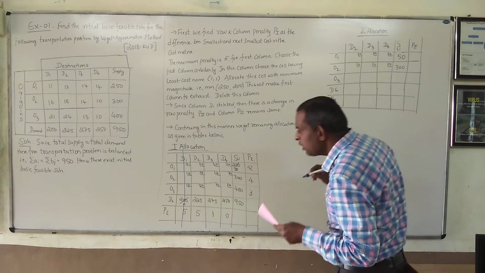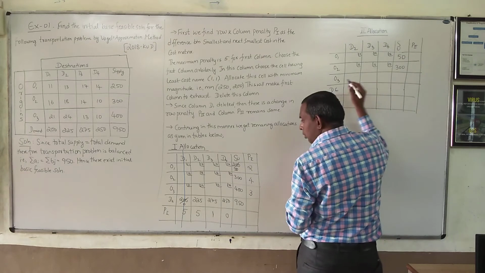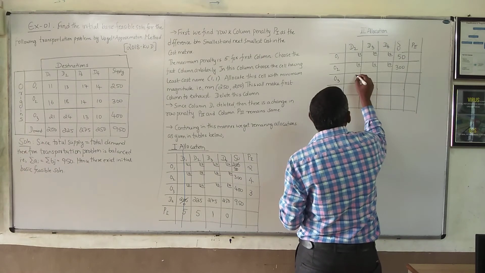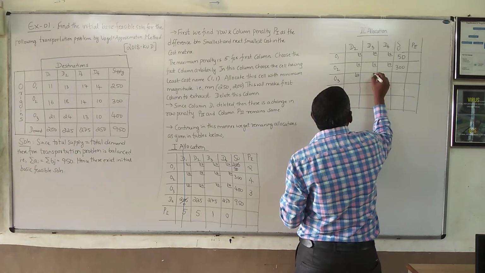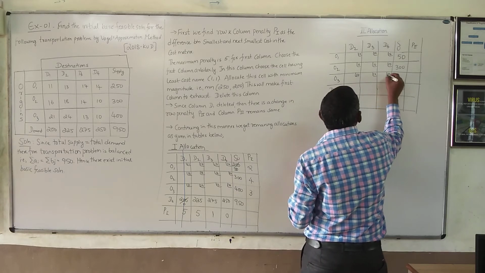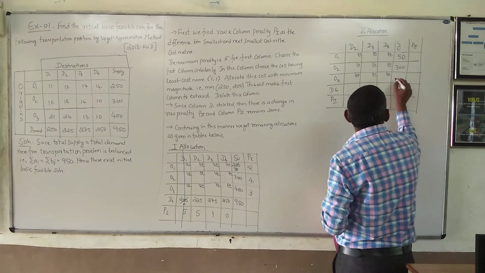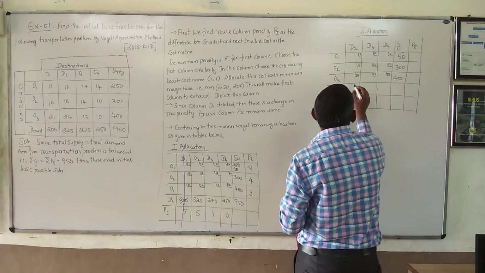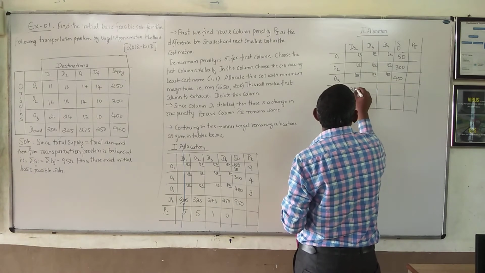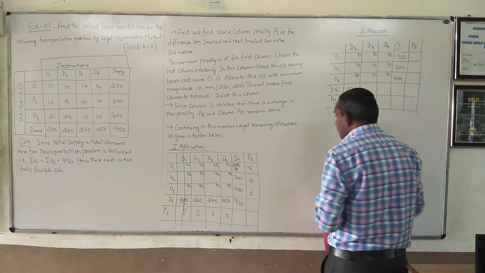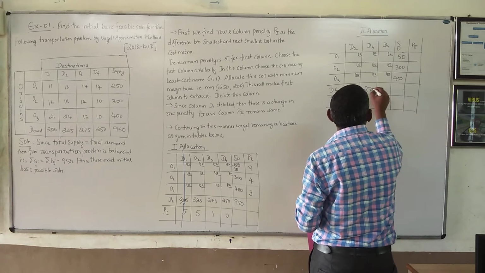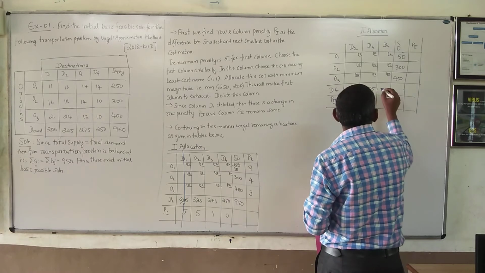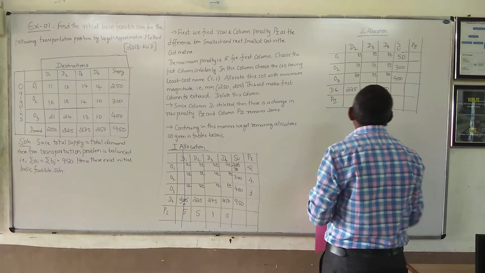So the next one is 24, 13, 10, followed by 400 here. So demand is 225 here. Fine. 275, and it is 250.